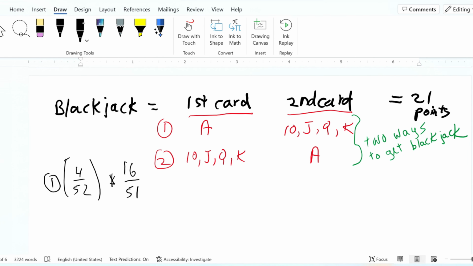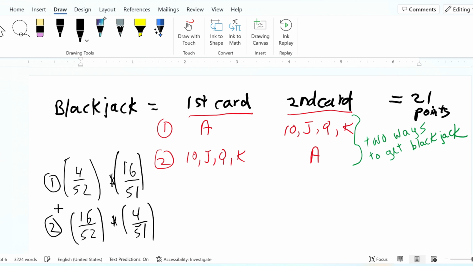Now the second way of getting blackjack, and we're going to add these 2 ways together. The first card can be a 10, Jack, Queen, or King. So that's 16 out of 52. And then given that the first card was not replaced, the probability that the second card is an ace is 4 out of 51, right? So now let's do the calculations for the first way.